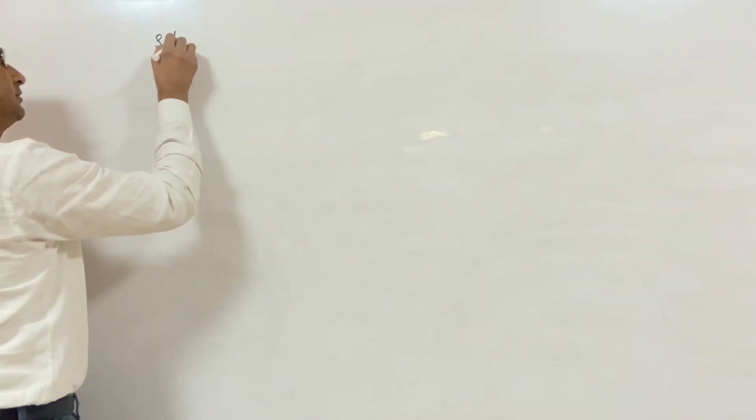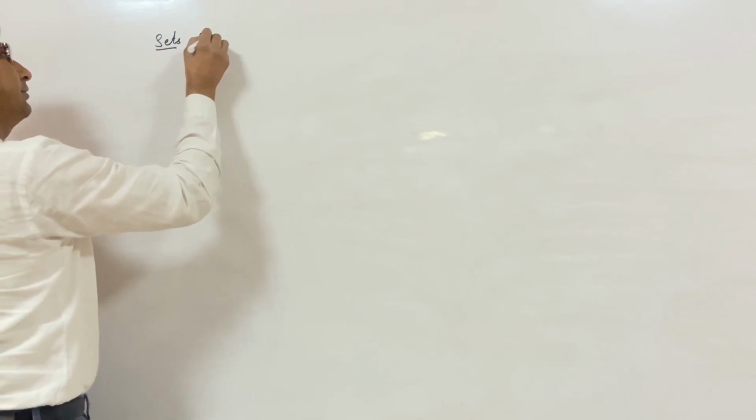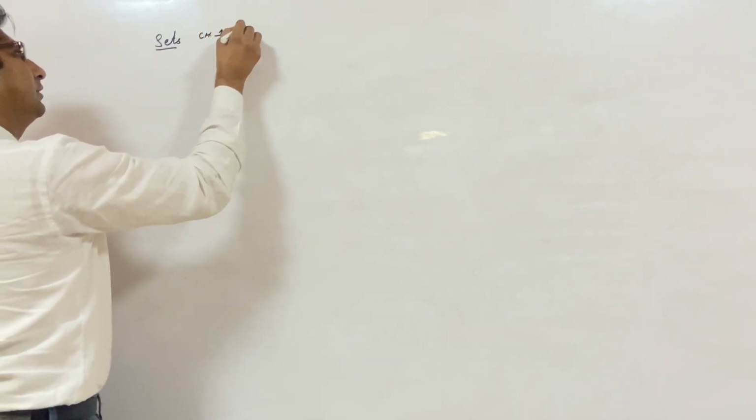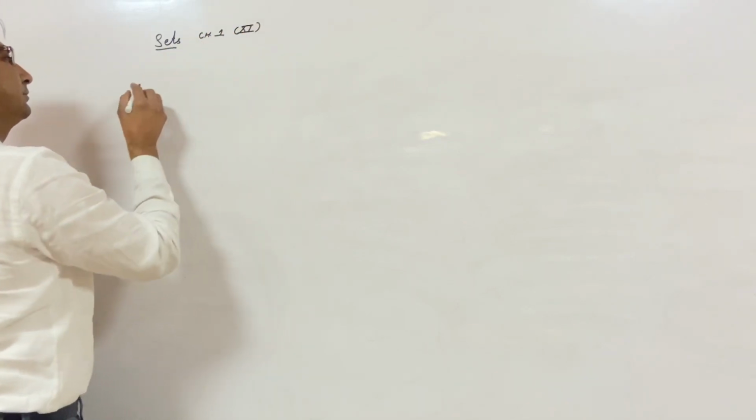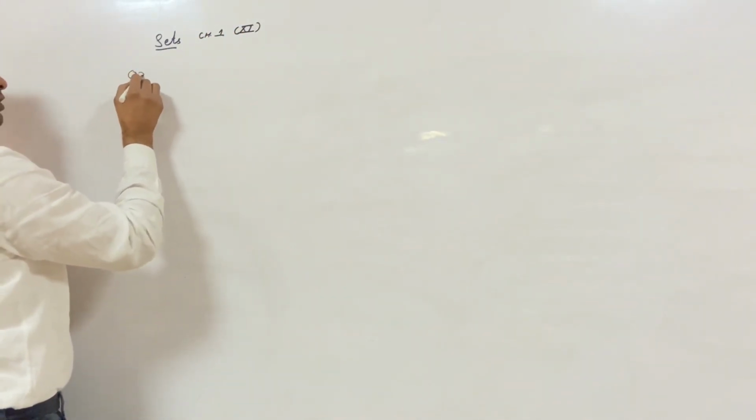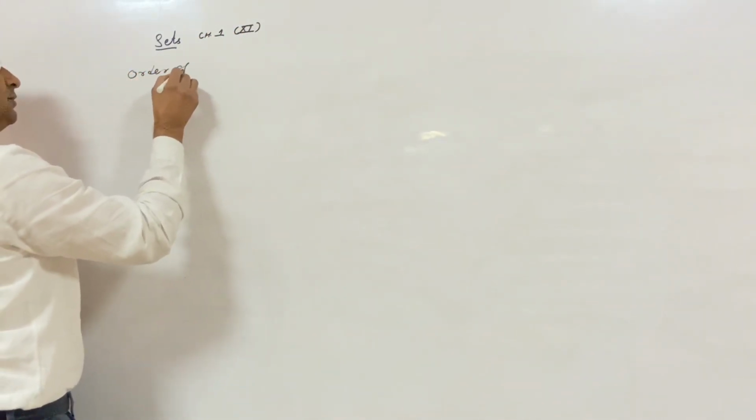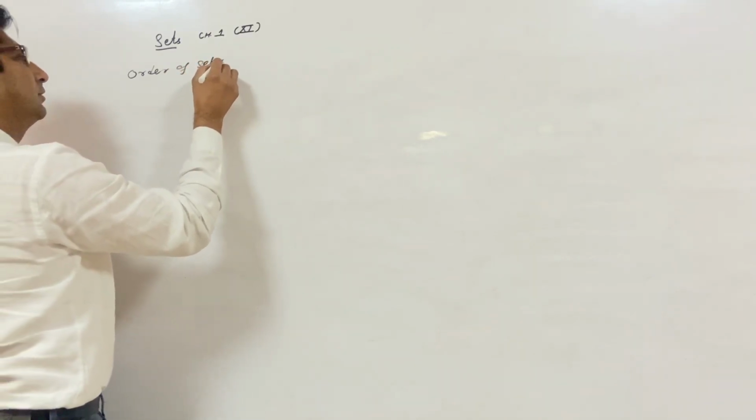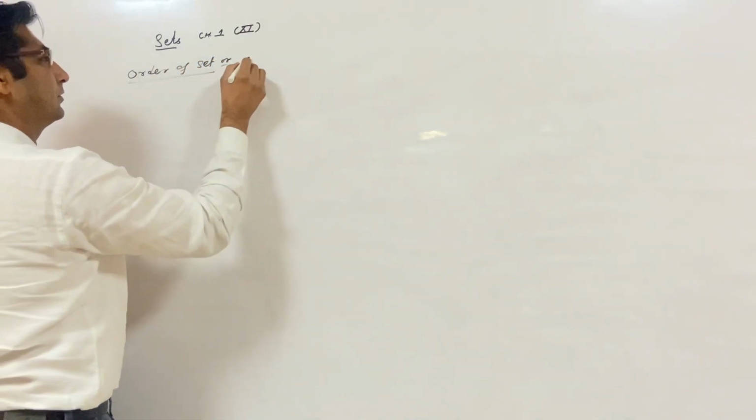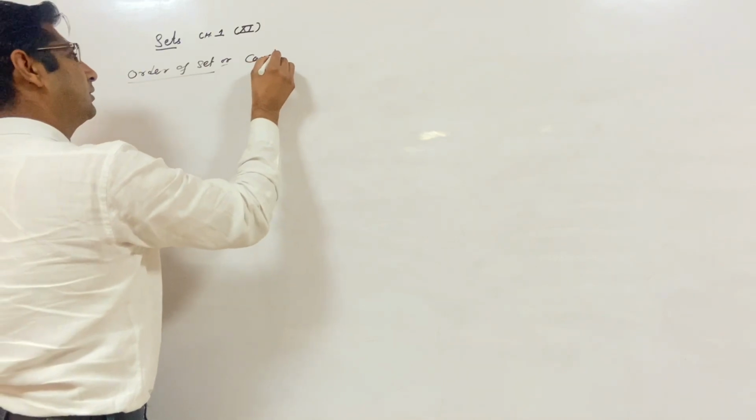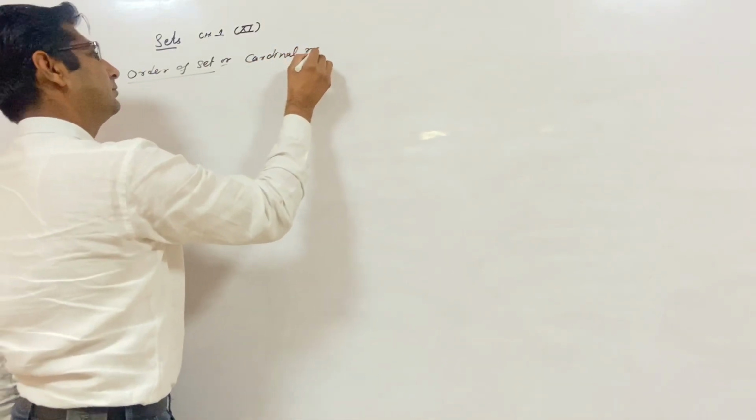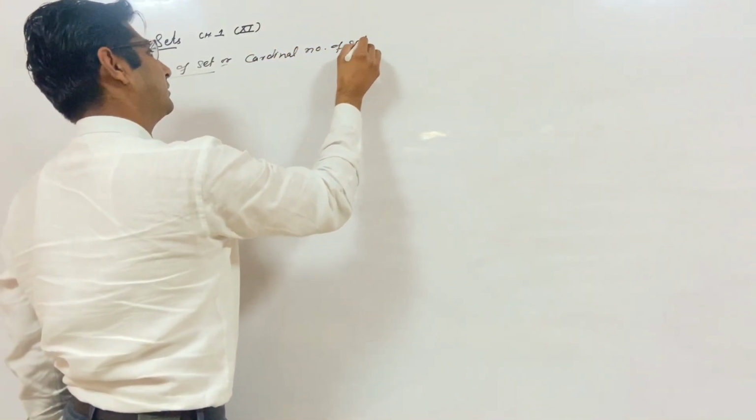Set. Chapter first, 11th: order of set, or second name, cardinal number of set.